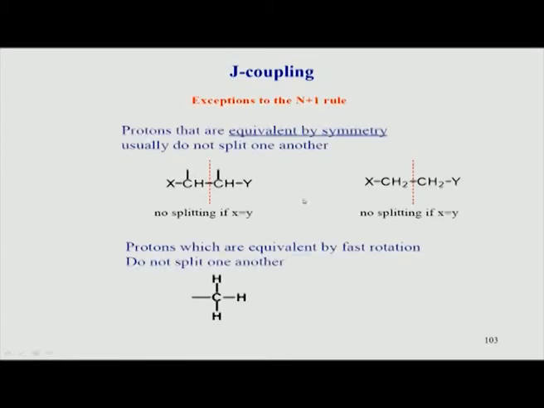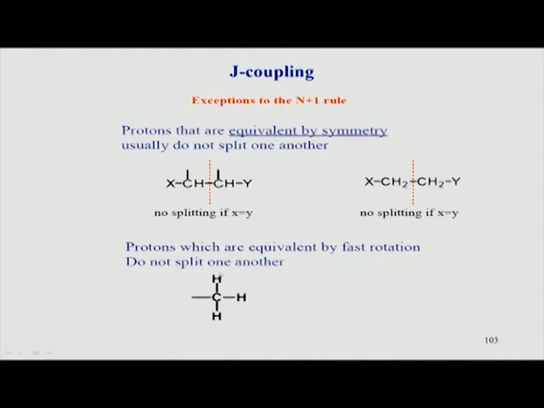So, now we can look at the exceptions to the J value. This is what we saw in the earlier case, that if these two hydrogens, suppose X and Y, are not the same, then these two hydrogens are not similar, and therefore this hydrogen will be split by this hydrogen and this hydrogen will be split by this hydrogen. So, the point here is that protons which are not equivalent split each other. That means if they are equivalent by rotation, then they do not split.